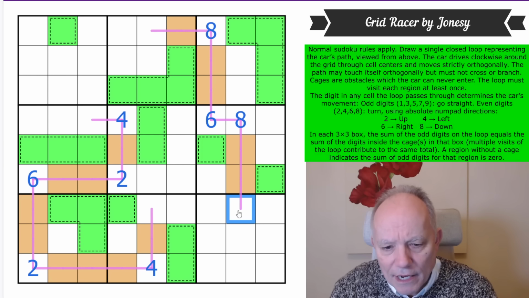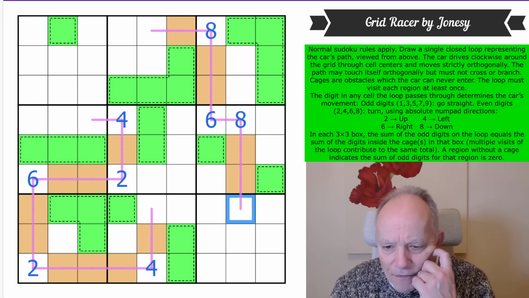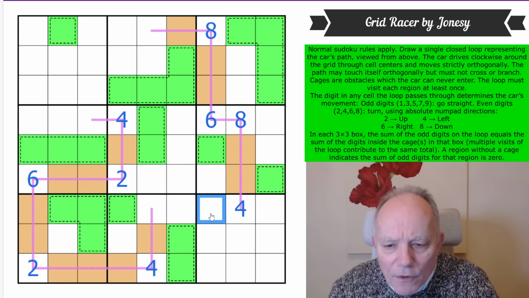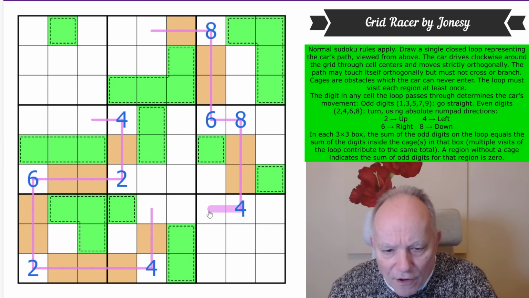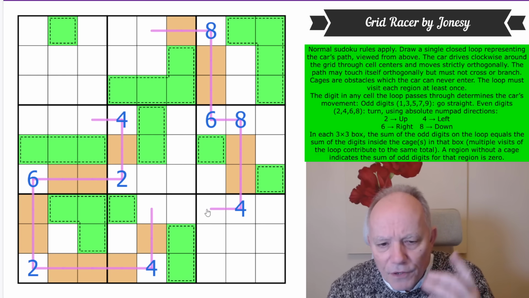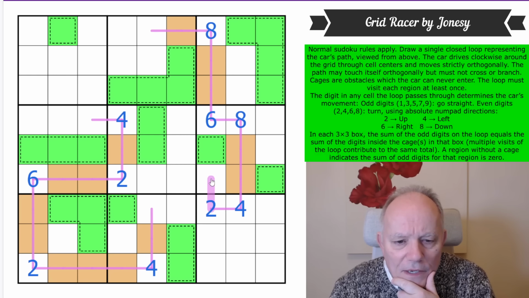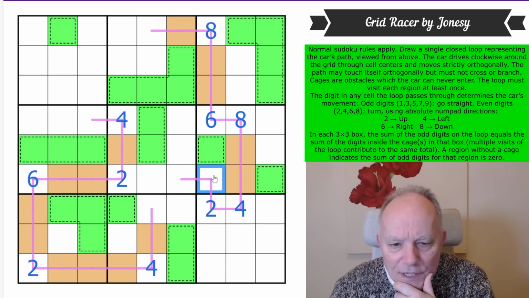Now here, I can't have an odd digit, so I've got to turn. We've worked out we can't turn right. We obviously can't go south again. We've got to go left with a 4. And now here I'm not allowed an odd digit either. I can't go south, and I can't go right, and I've used 4. So I've got to go north from there. So then I'm going to go left from there, which is another 4.